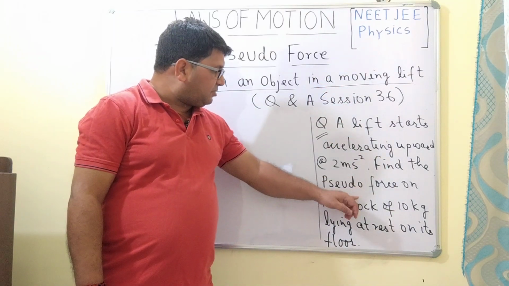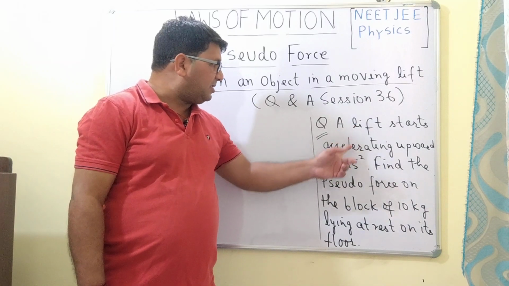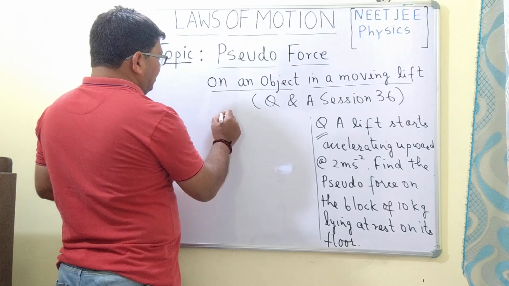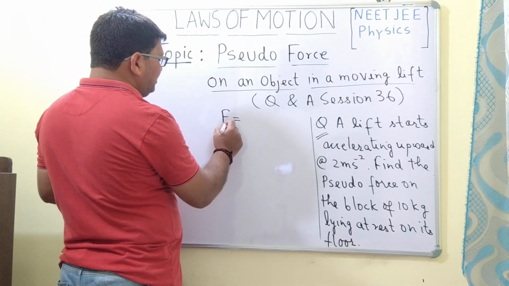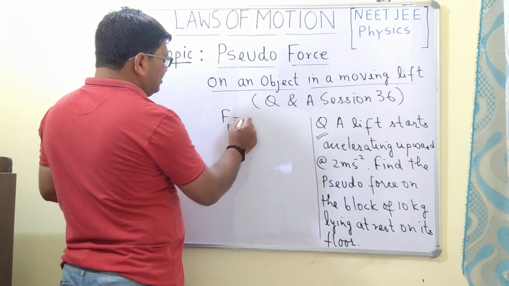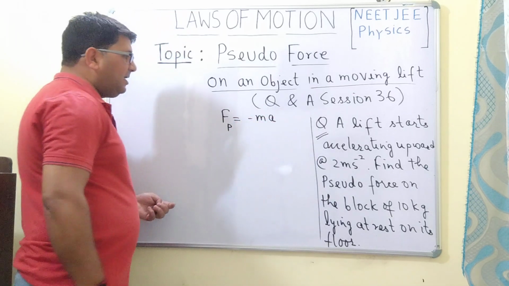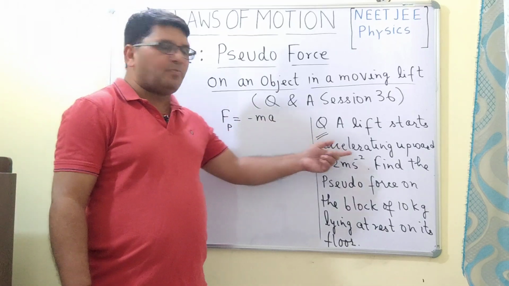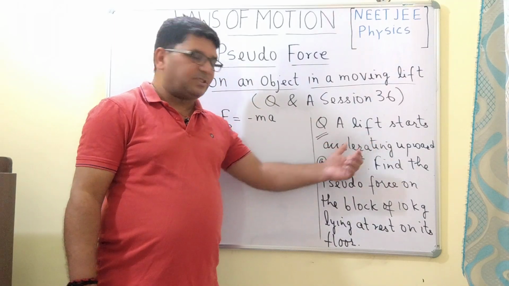So the direction of the pseudo force will be opposite to the direction of the acceleration of the lift, and its magnitude will be, I'm just denoting here the pseudo force as Fp, equal to minus ma. Here the minus sign indicates that the direction of the pseudo force is opposite to the direction of the acceleration of the lift in this case.